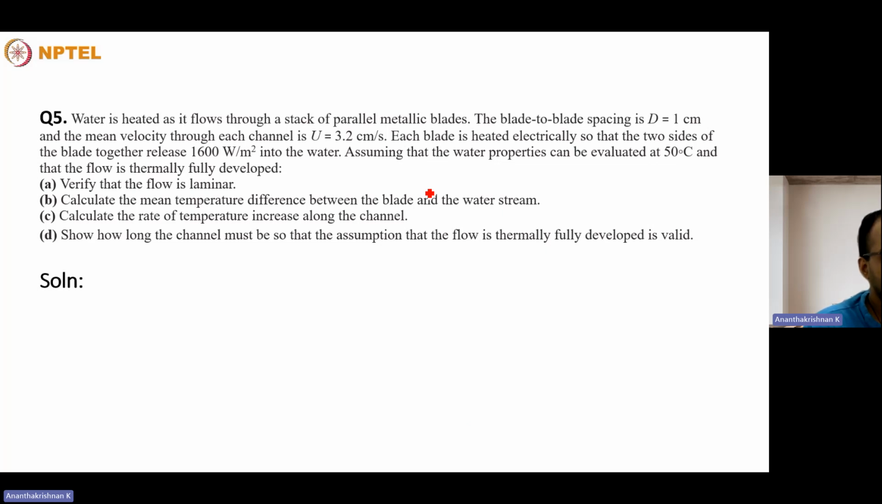Each blade is heated electrically so that two sides of the blade together release 1600 watt per meter square into the water. Assuming that the water properties can be evaluated at 50 degrees Celsius and that the flow is thermally fully developed, we should verify the flow is laminar, calculate the mean temperature difference between the blade and the water stream, calculate the rate of temperature increase along the channel, and show how long the channel must be so that the assumption that flow is fully thermally developed is valid.